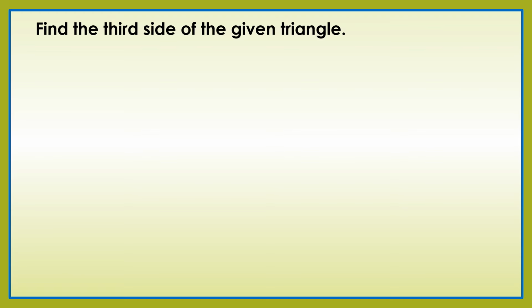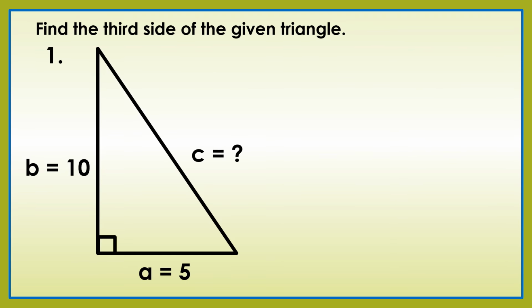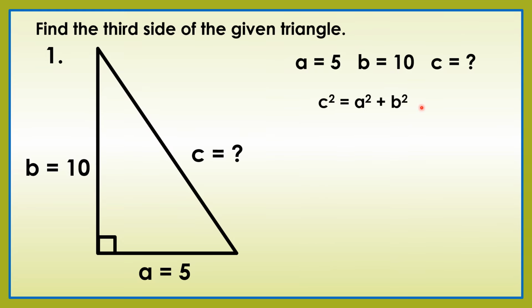Let's have here another example. Find the third side of the given triangle. Given ang figure natin. So, ang a natin ay 5, ang b natin ay 10, at ang c natin ay unknown. So, let us use the Pythagorean Theorem. c squared is equal to a squared plus b squared. Substitution. We will have now c squared is equal to 5 squared plus 10 squared.